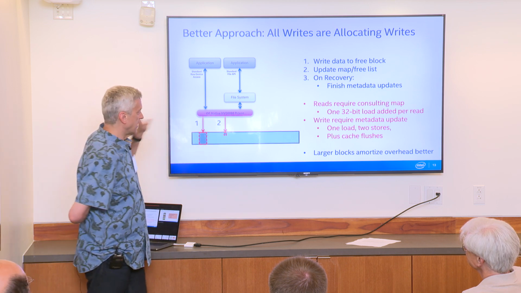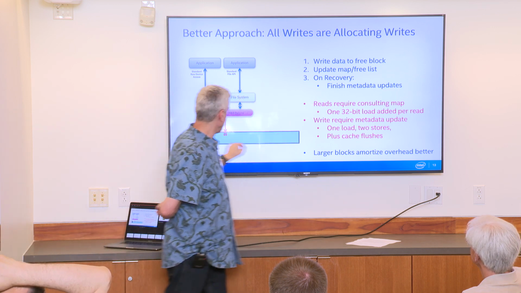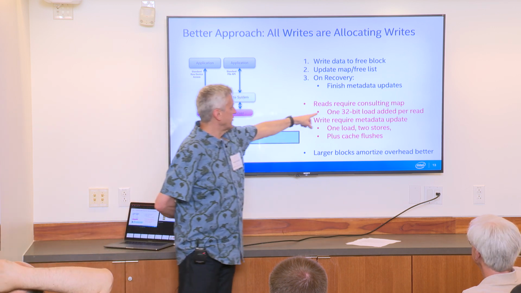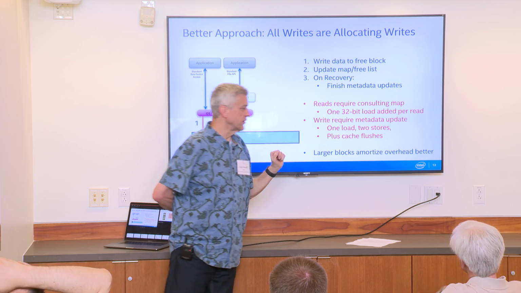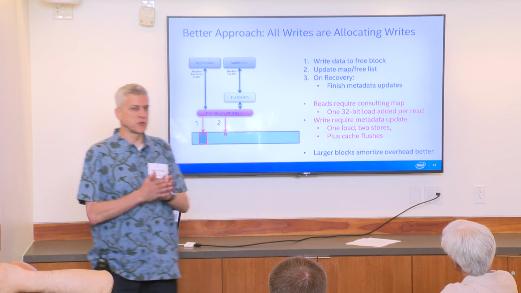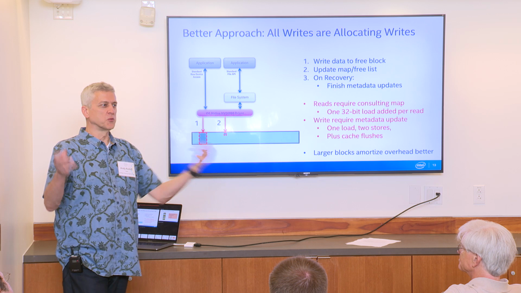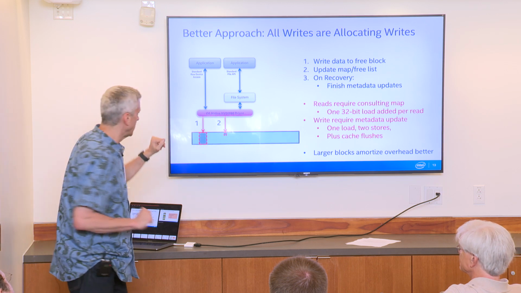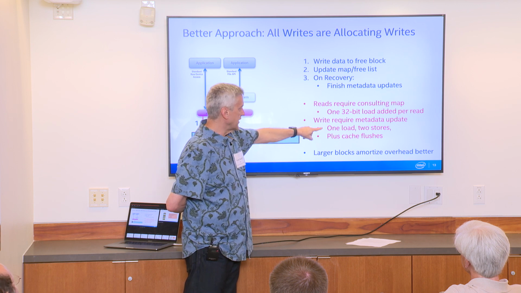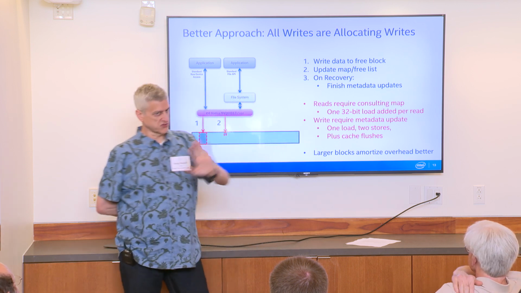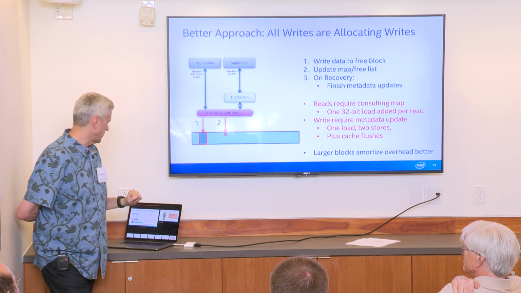And not to keep you in suspense, what this means is that every read requires consulting a little map. Our map turns out to be an additional one load of a 32-bit value. So it's not so bad, especially when you get up into these 4K blocks. It gets amortized pretty well. So for every 4K block you read an extra 32 bits. It's not bad. On the write side, every time you write a block, I've got 1 read and then 2 stores, plus the cache flushes to make things persistent. But again, the larger the block, the more amortized this is.